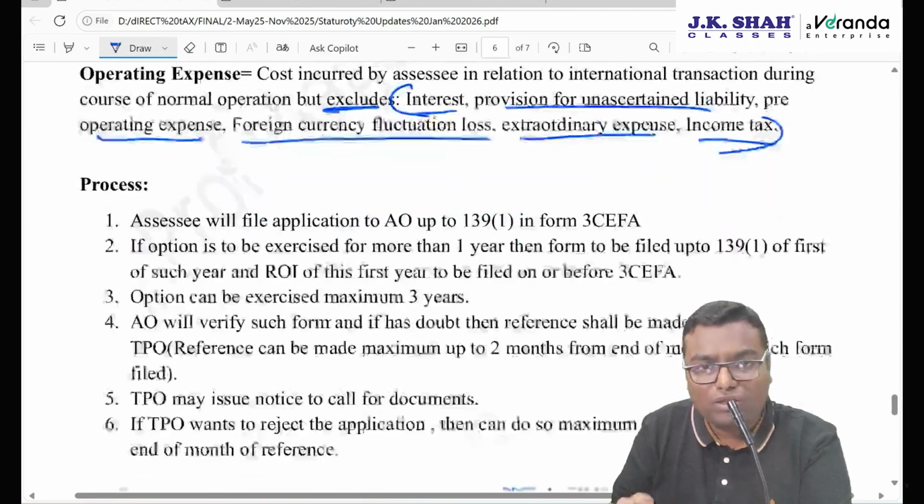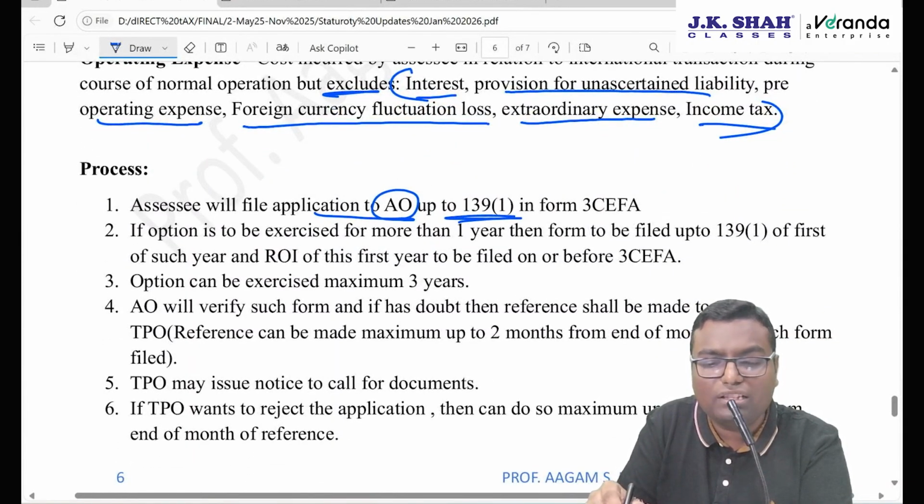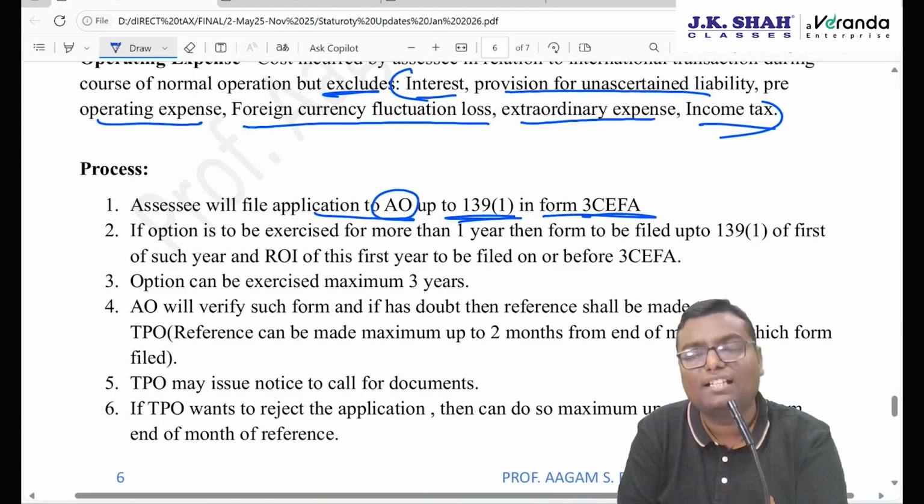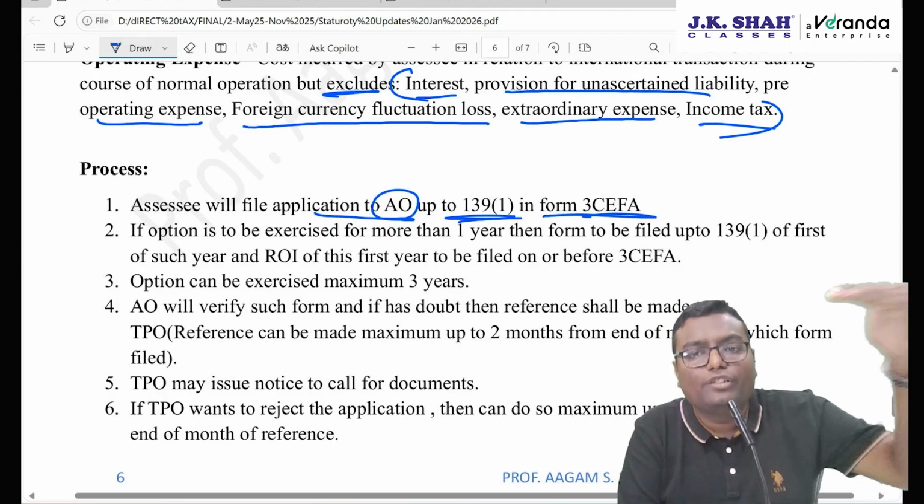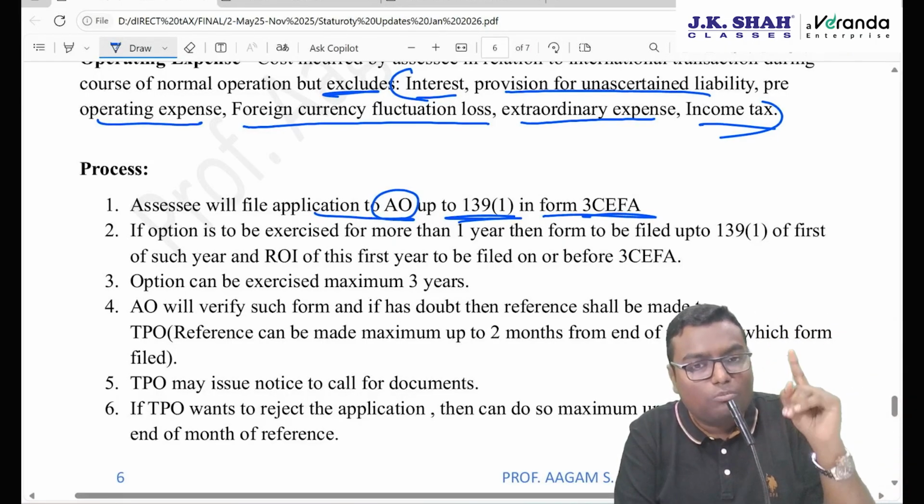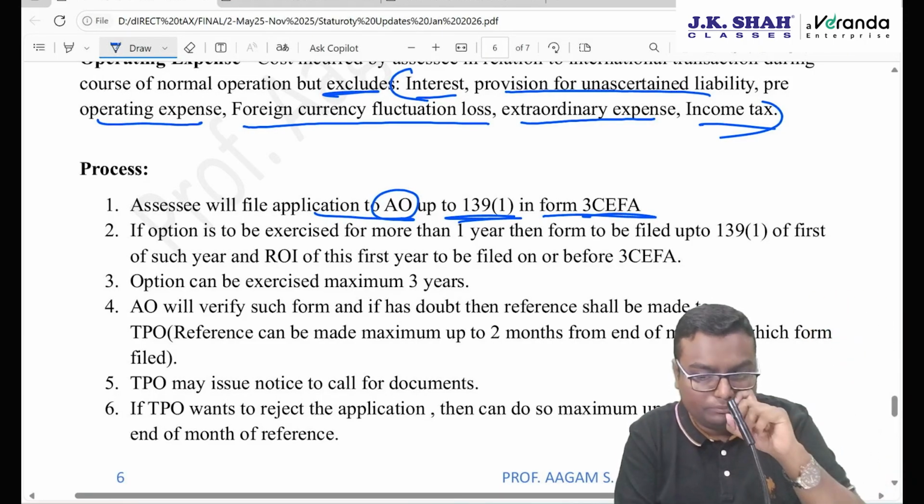What is the process for this? The assessee will file an application to the assessing officer by the due date under section 139 subsection 1 in Form number 3CEFA, stating that I want to adopt this safe harbor rule for this particular transaction. If the option is to be exercised for more than 1 year, you have an option to adopt the safe harbor rule by filing one form for consecutive years, maximum 3 years. After 3 years, again you have to file the form. So by one form, you can adopt for 1 year or 2 years or maximum 3 years.